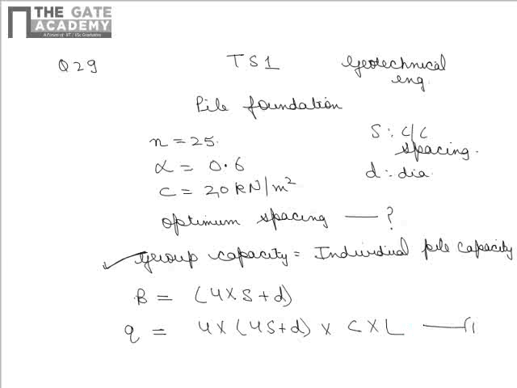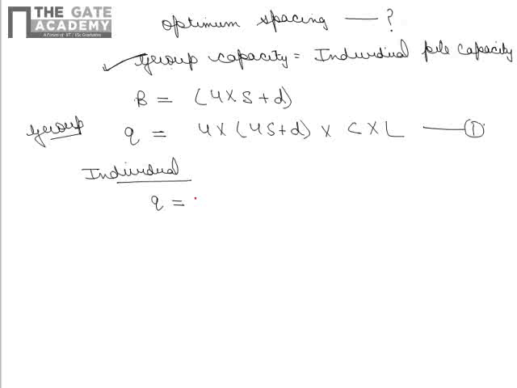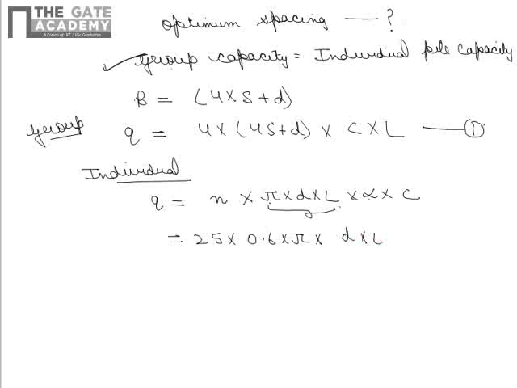So Q will be given by 4 times (4S plus D) multiplied by C multiplied by L. So this is one equation for group action. For individual action, we have Q equal to the number of piles multiplied by pi multiplied by D multiplied by L, which accounts for the surface area of the pile, multiplied by alpha, the mobilization factor, multiplied by C. So this is equal to 25 into 0.6 into pi into D into L into C. C is also given as 20.